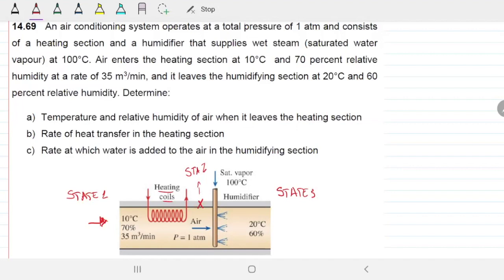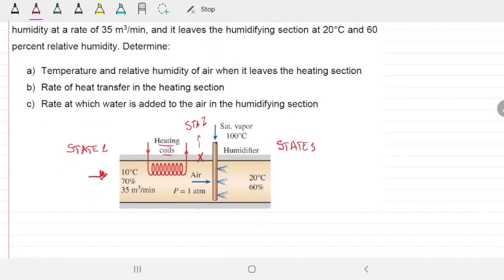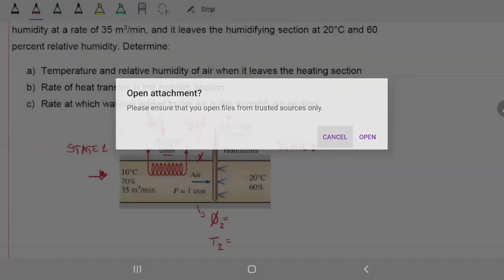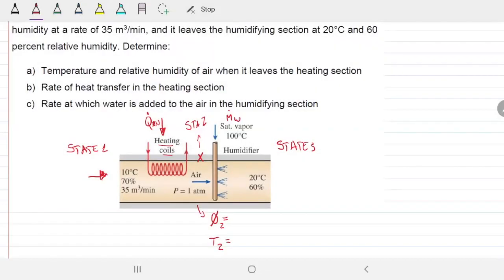All right, and it wants us to determine what is the relative humidity, that's φ, so φ2. Also wants to know what's the temperature, T2. It wants to know what is the rate of heat that's being added to the heating coil, so we're putting energy in there. And it also wants to know what's the mass flow rate of water that is going into this guy here.